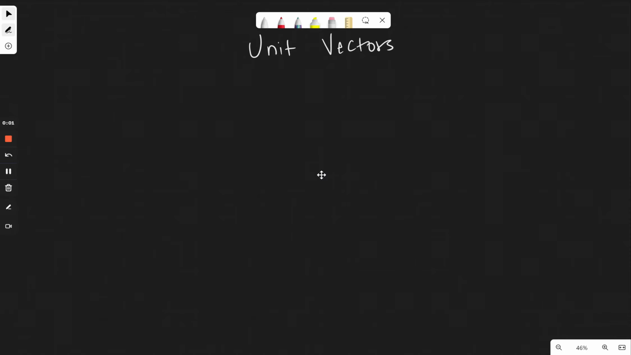Okay, so unit vectors. Unit vectors are pretty simple. It's just a vector in a certain direction with the magnitude of 1. So, let's say we had a vector, and this is just a normal vector, not a unit vector, and this is the vector in component form. So the unit vector would be the vector going in the same direction, but with a magnitude of 1, hence the term unit in the name.